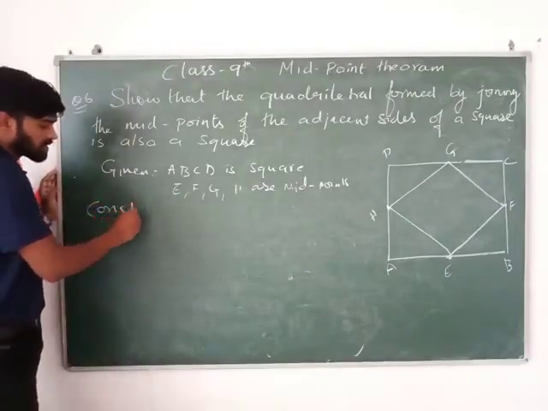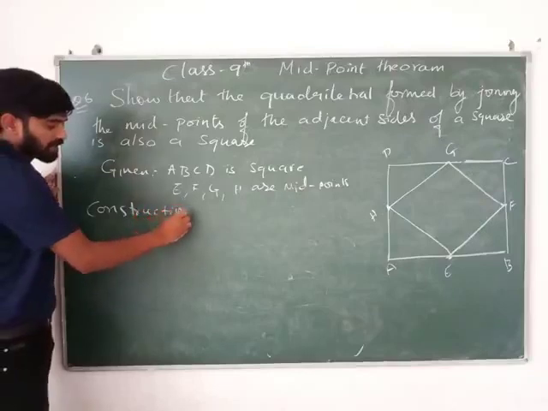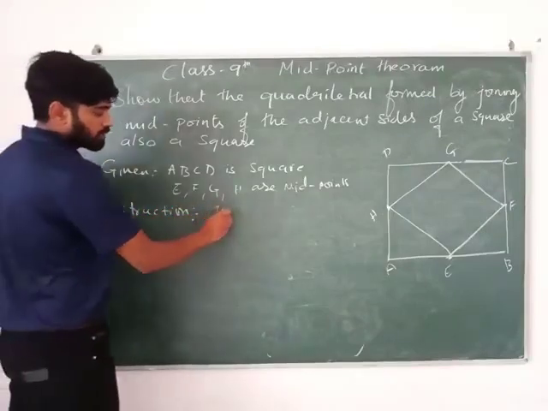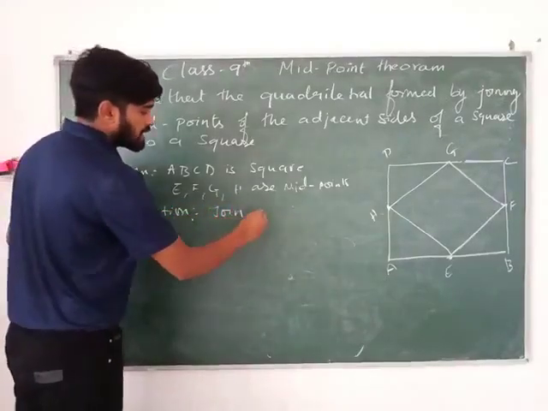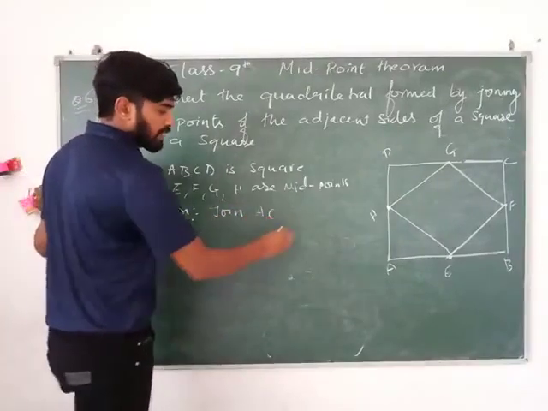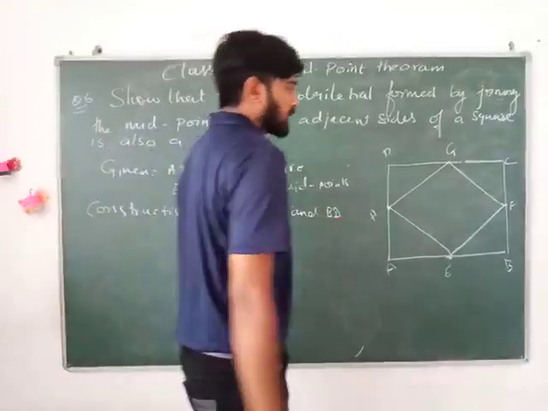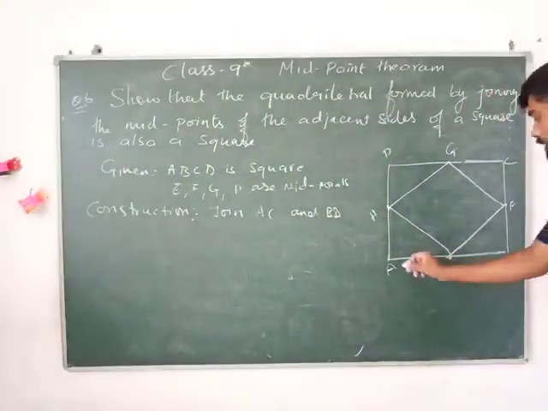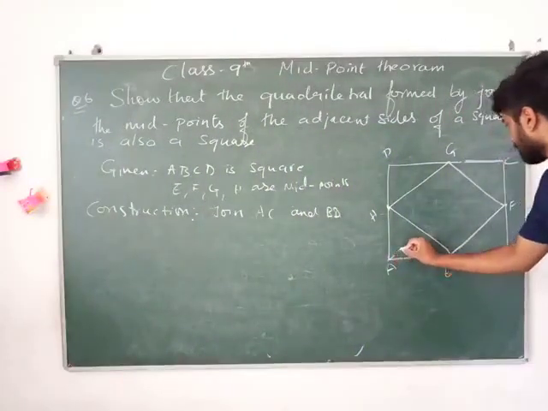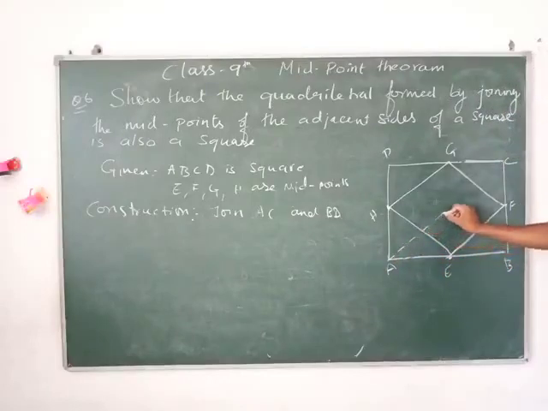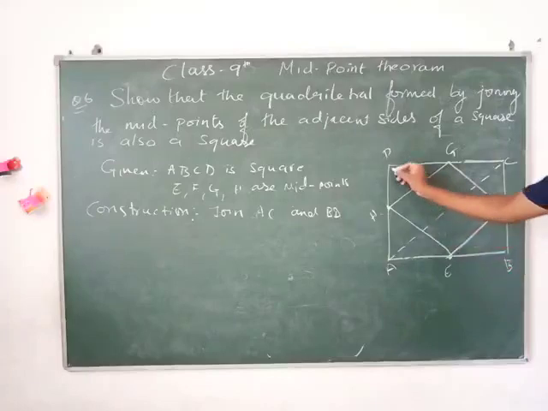We are doing a construction. What is the construction I am doing? Join AC and BD with a dotted line. Here I am joining them. So AC I am joining, and I am also joining BD.